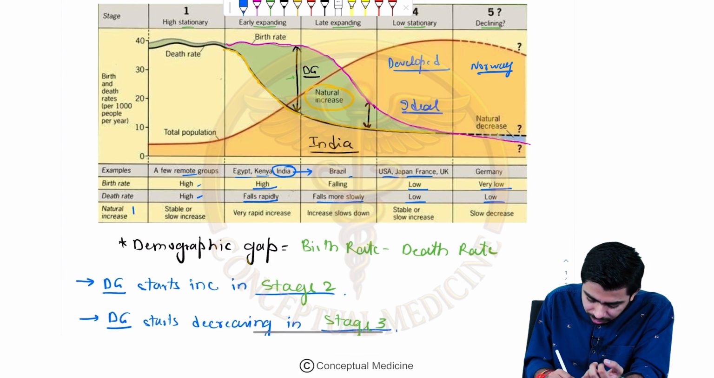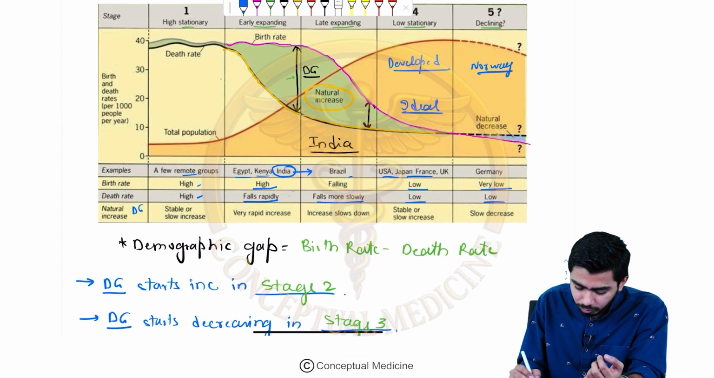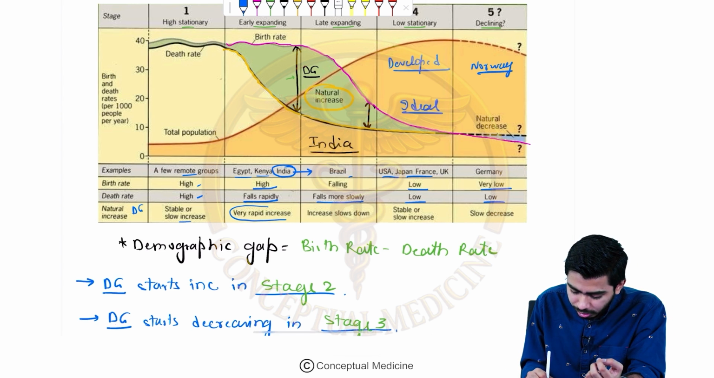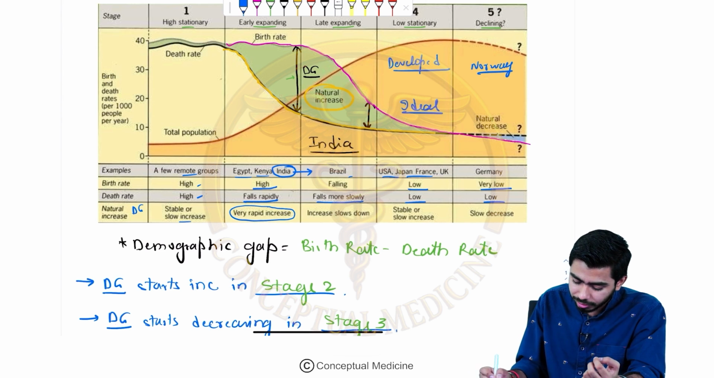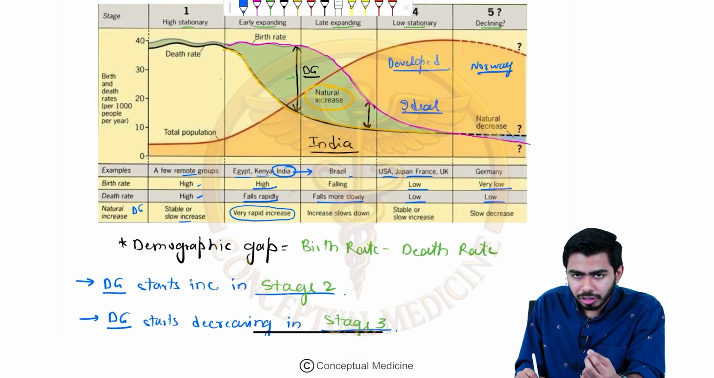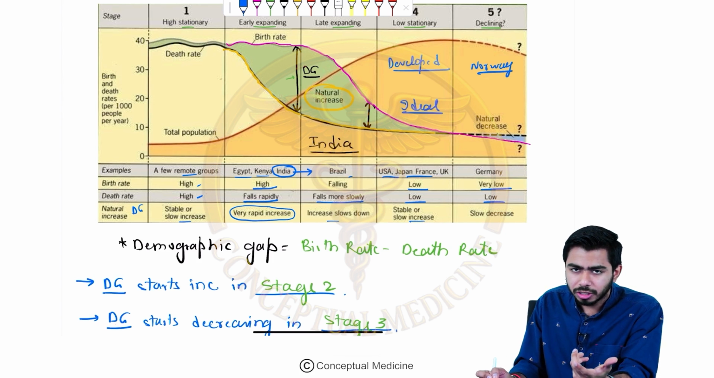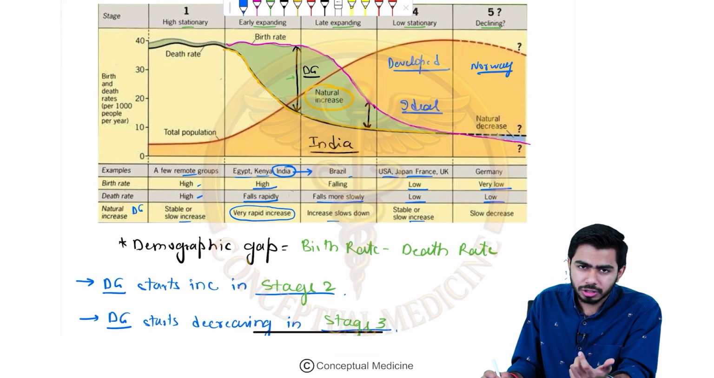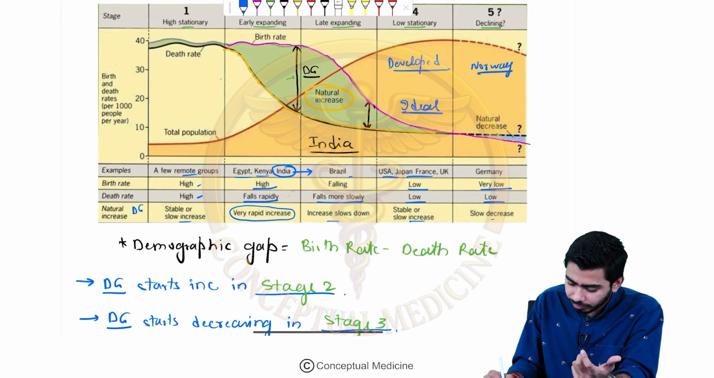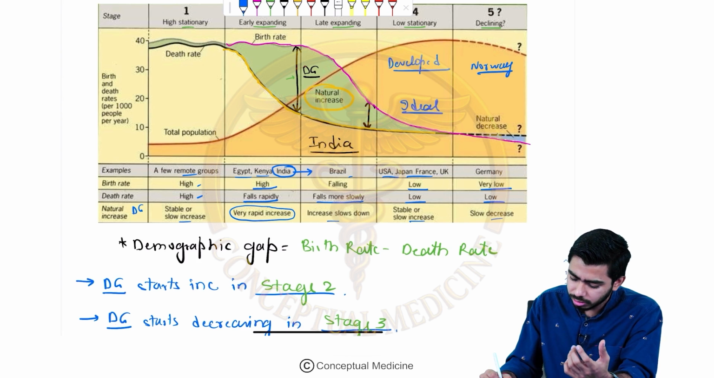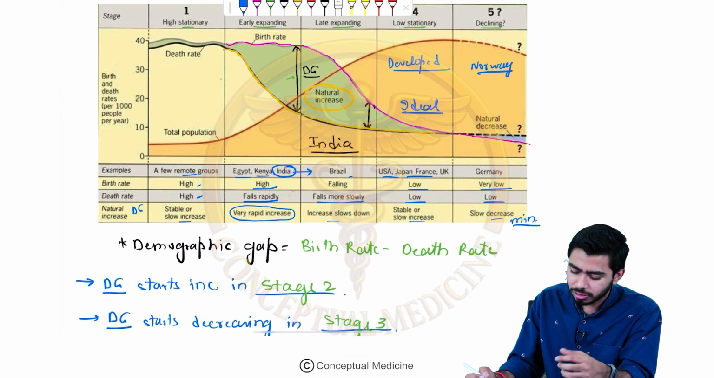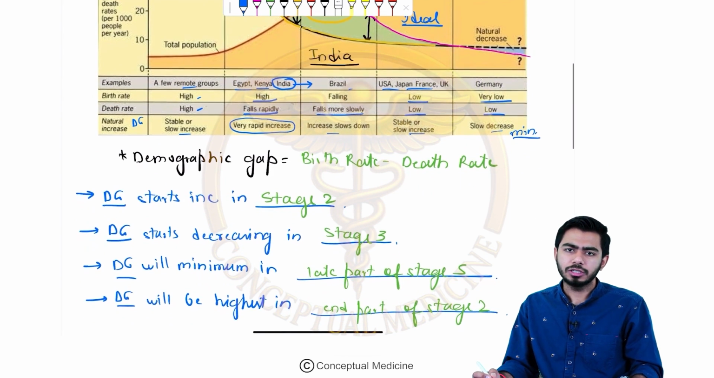Natural increase means demographic gap. So the demographic gap, I told you, will be stable or slow increase, but a very rapid increase at the maximum in the late part of stage 2. I told you that, right? Slowly it will start narrowing down in stage 3, and stable or slow increase in the demographic gap in stage 4, and in stage 5 slowly decreasing, right? So it's the minimum in which stage? That is stage 5, right?